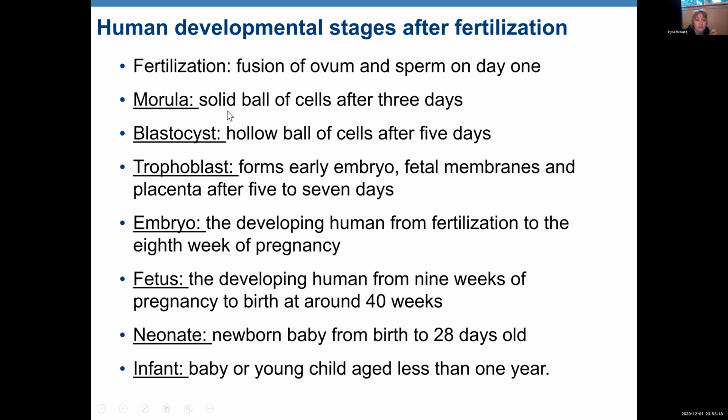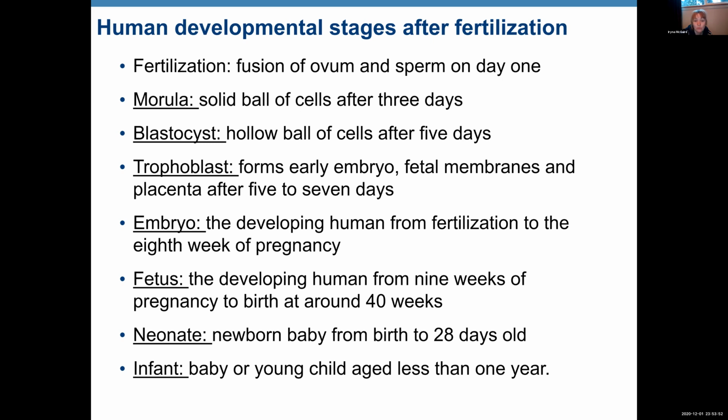Now, morula is a solid ball of cells after 3 days. Then it's developed into blastocyst. It's a hollow ball of cells after 5 days. Trophoblast forms early embryo, fetal membranes and placenta after 5 to 7 days. Embryo is developing human from fertilization to 8th week of pregnancy. After 8th week of pregnancy, we call it fetus. That's a developing human from 9 weeks of pregnancy to birth at around 40 weeks.